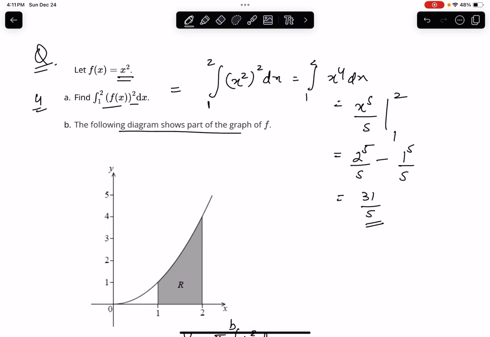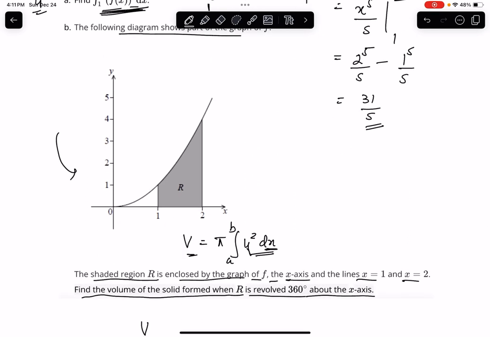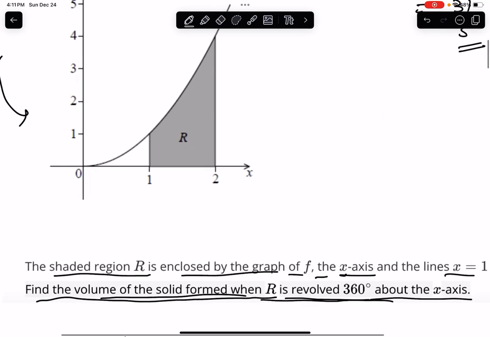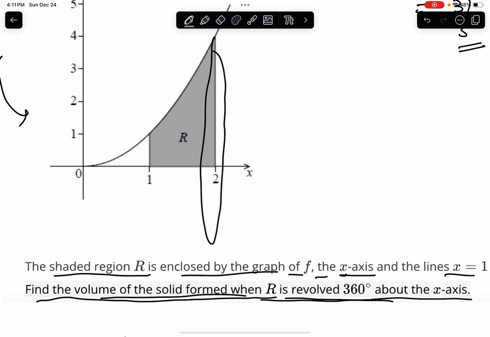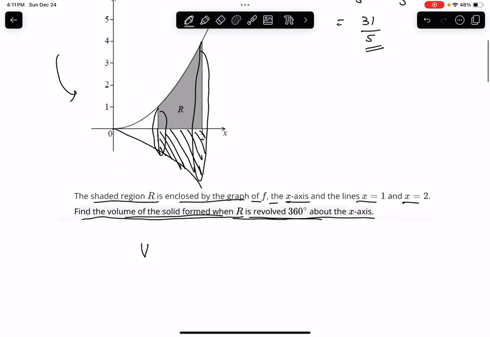We found part A, which is this integral over here, which is 31 by 5. Then for part B, you're given a graph of f. They want you to find the volume of the solid formed when this region R is revolved about the x-axis. So the solid we are looking for is something like this. This is the solid we are looking for in this shaded region.